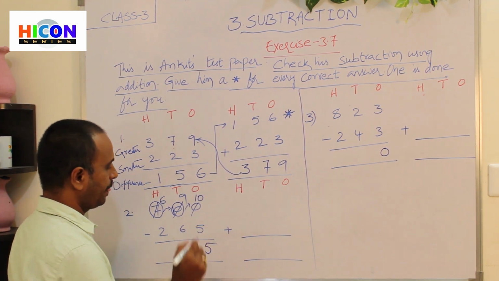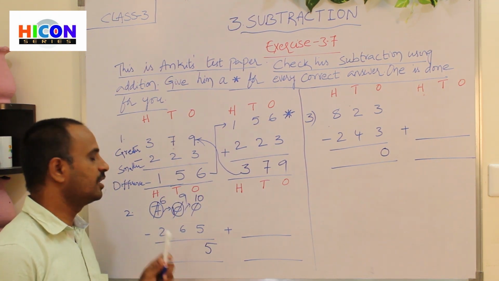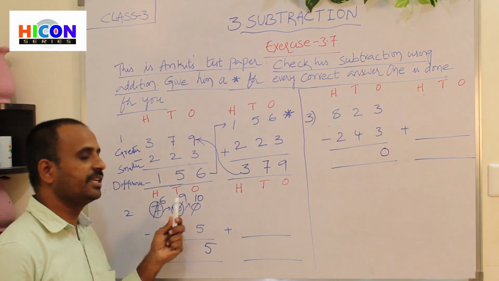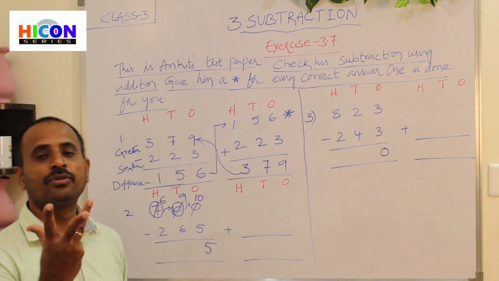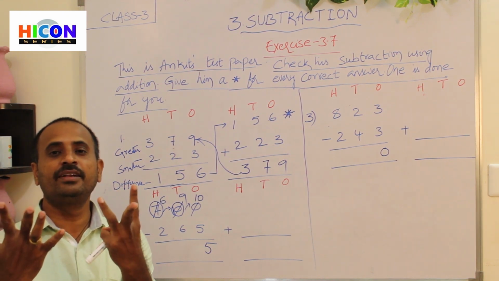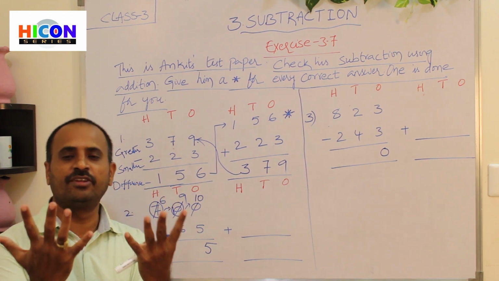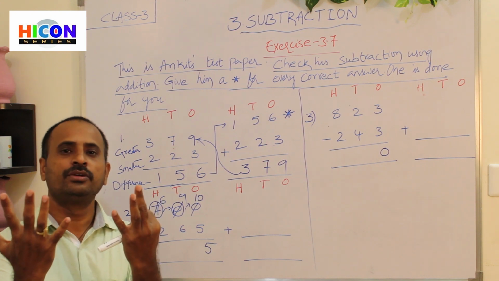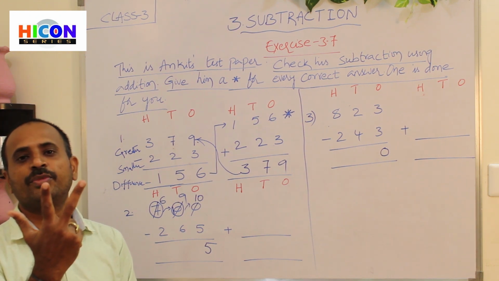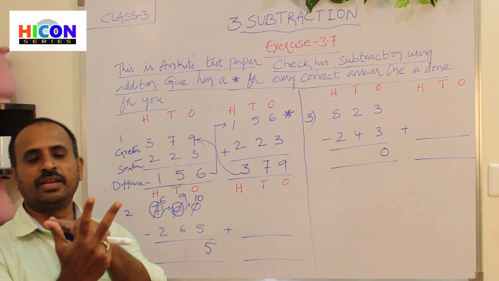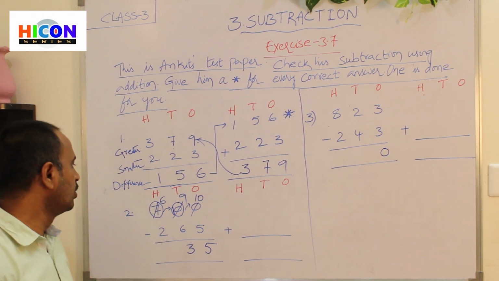So write 5 here. Next, go to tens place. What are the digits present in tens place? 9 and 6 are present in tens place. What is the first digit here? 9. So open 9 fingers of your hand. 1, 2, 3, 4, 5, 6, 7, 8, 9. And what is the second number? 6. So close 6 fingers among these 9 fingers. 1, 2, 3, 4, 5, 6. How many fingers are remaining? 1, 2, 3. So 3 fingers are remaining. So write 3 here.